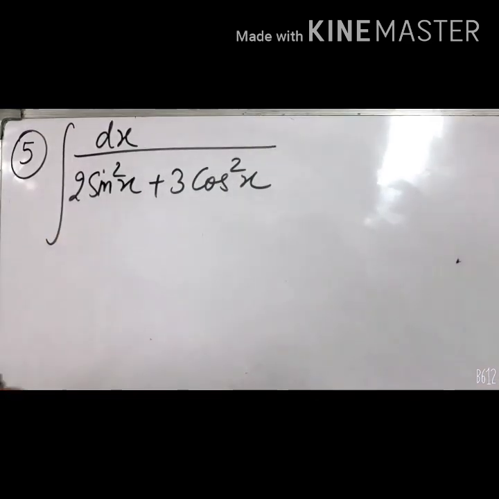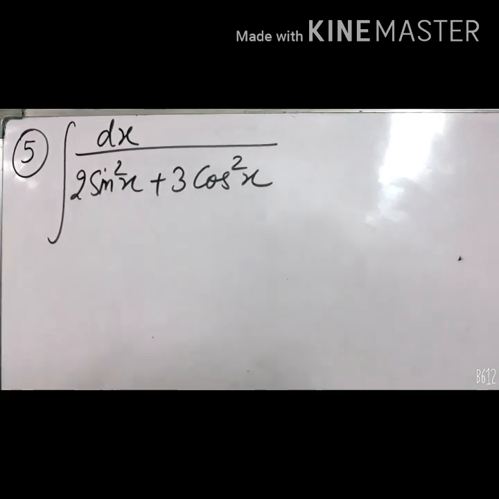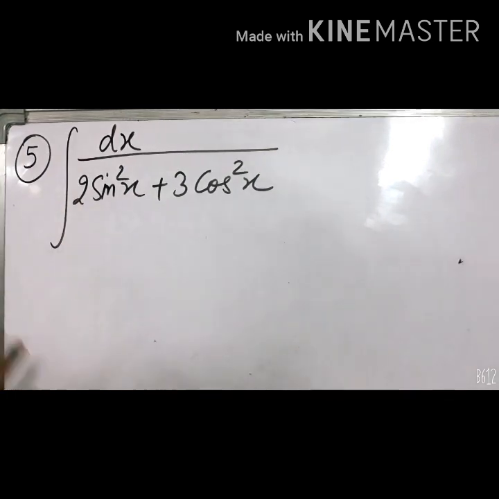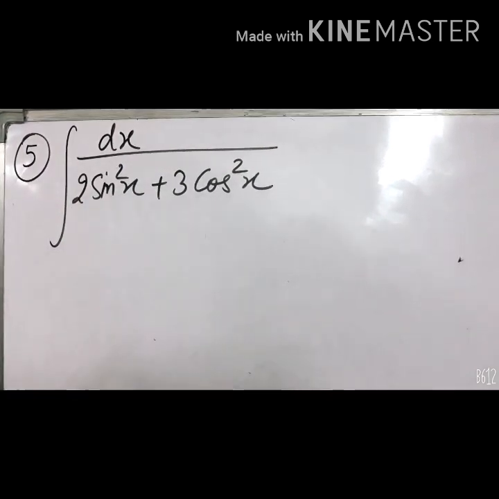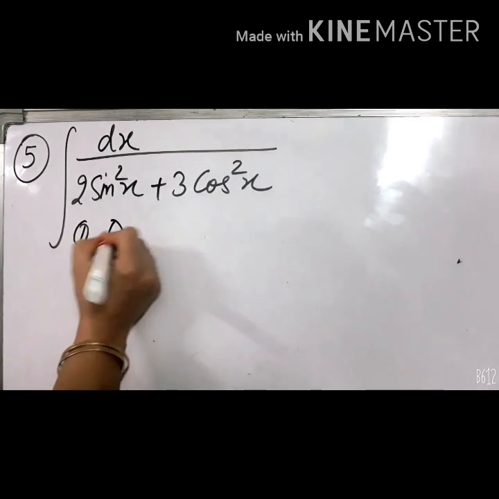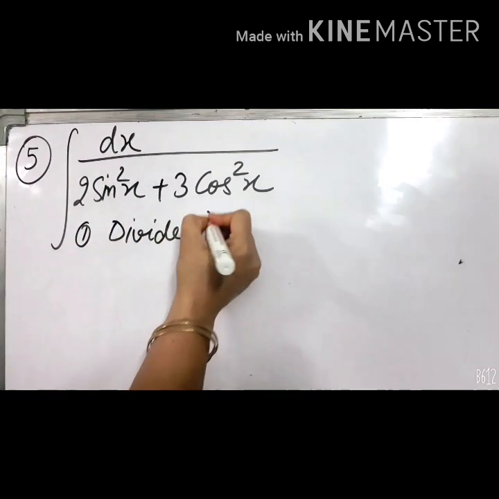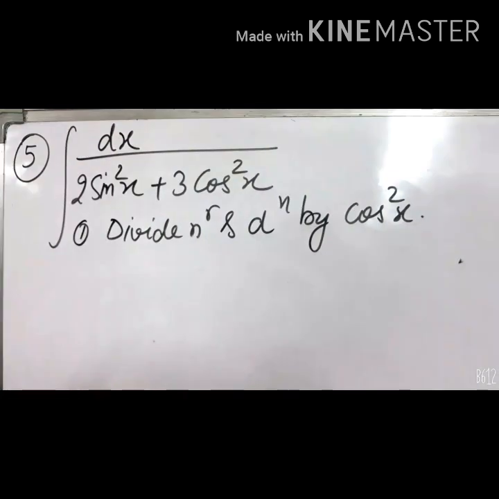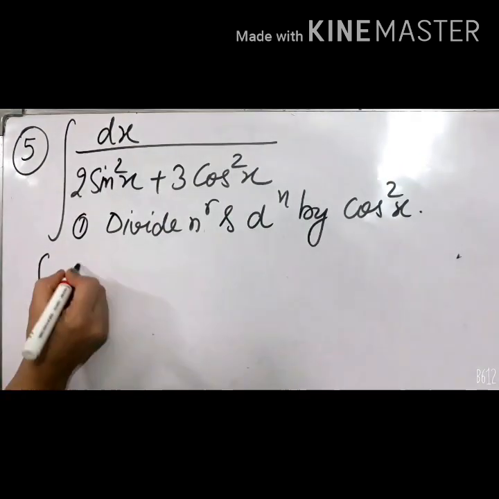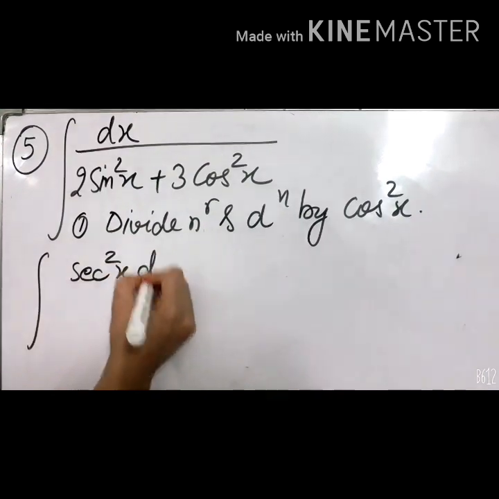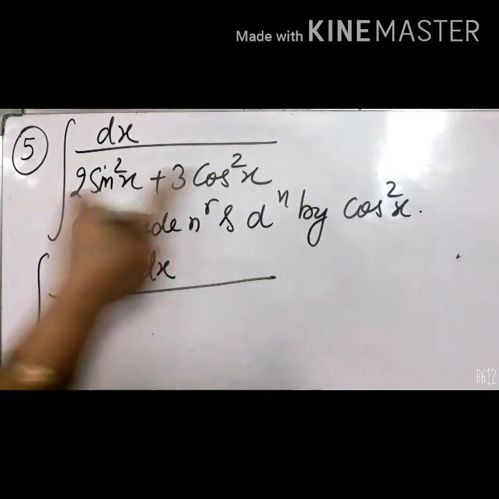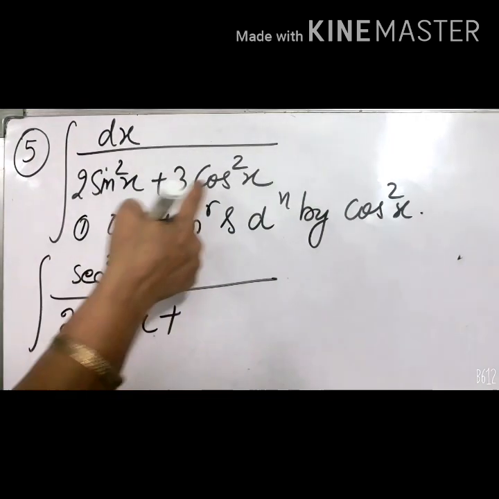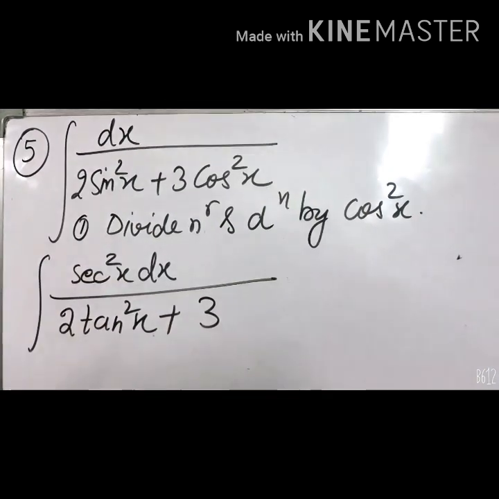Fifth question, dx by 2 sine square x plus 3 cos square x. Now in this question, whenever the form has sine square x or cos square x or both, the first step is to divide numerator and denominator by cos square x. Fine. Now this becomes 1 by cos square x, which is sec square x into dx. Down part sine by cos becomes tan square x. I am writing directly, and cos square and cos square got cancelled. You got it with this.